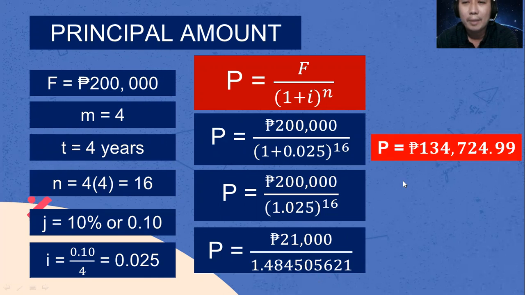And the principal amount is 134,724.99. This is the amount to be invested in order for you to get a final value of 200,000 pesos in 4 years, compounded 10% quarterly.